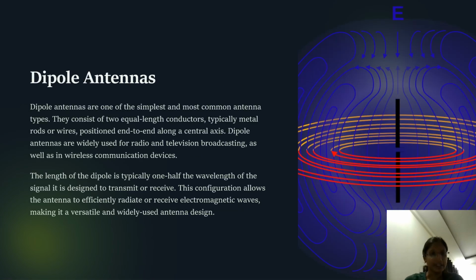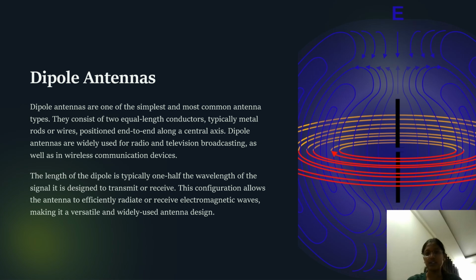Then we have dipole antennas. Dipole antennas are one of the simplest and most common antenna types. So these are one of the types of antenna. They consist of two equal length conductors, typically metal rod or wire, positioned end to end along a central axis. Dipole antennas are widely used for radio and television broadcasting as well as in wireless communication devices. As shown in the figure, there is a rod in between and the wires are connected. So this is an end-to-end connection. These are the dipole antennas.